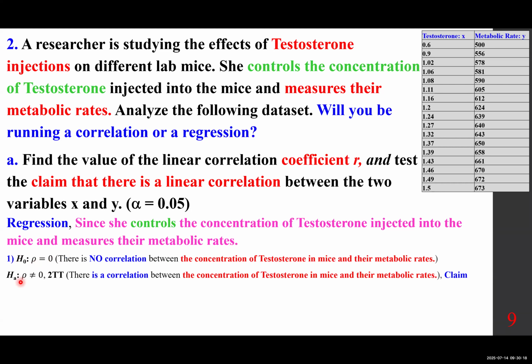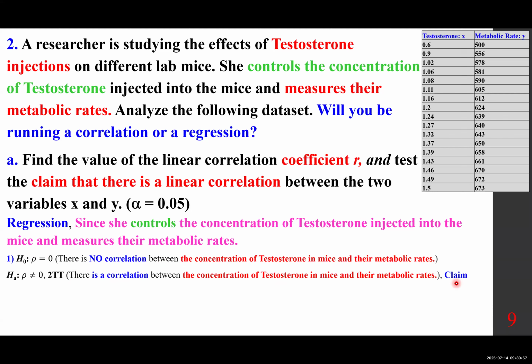H0: rho is 0, HA or H1. I'm going to use HA here on purpose because sometimes we use H1, sometimes we use H sub A, depending on the text. Rho is not equal to 0, which is always a two-tailed test. H0 means there's no correlation. Now, what do we mean there is no correlation or there is a correlation? There is no correlation in the first case between the concentration of testosterone in mice and their metabolic rates. In the second case, there is a correlation between the two, which makes it a claim. That's what we are checking.